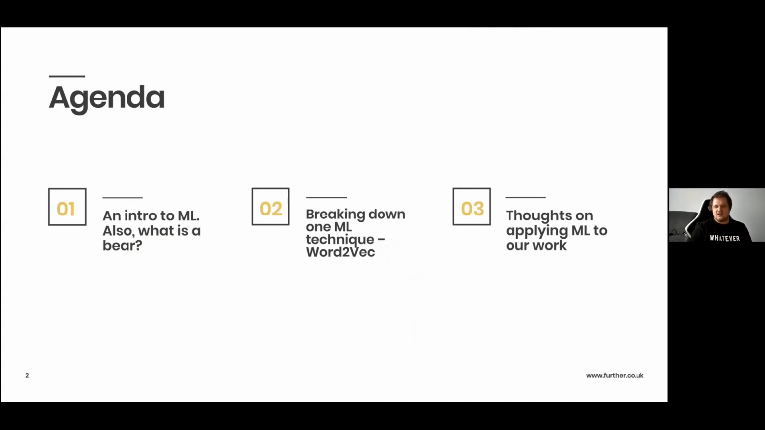Then I want to zero in on one specific machine learning technique. I'm going to go for an algorithm called word-to-vec. And the idea is I just want to demystify machine learning a little bit. I think it's one of those things that a lot of people think, oh, machine learning, science, and it's not actually all that complicated.